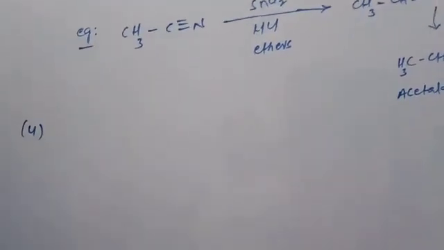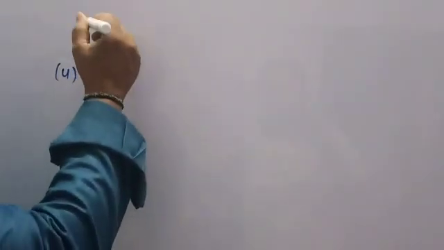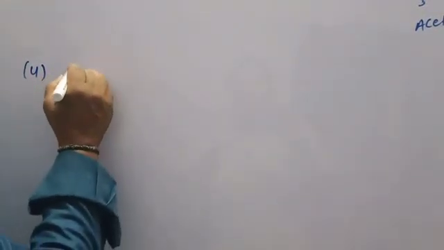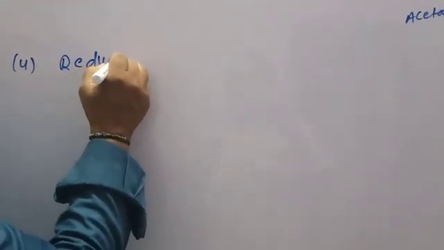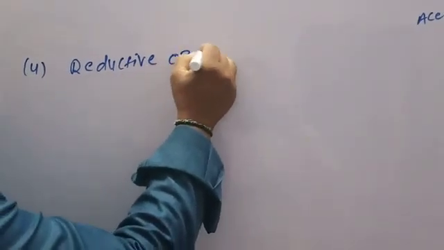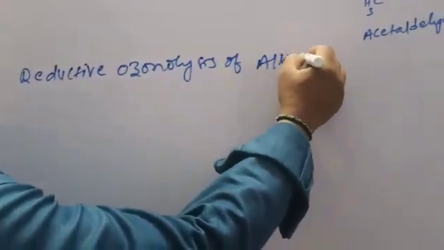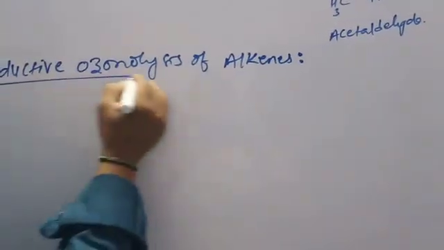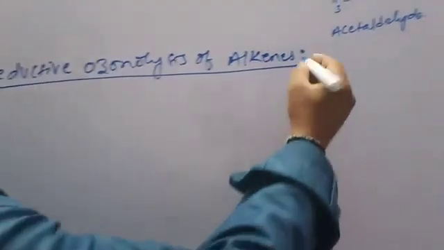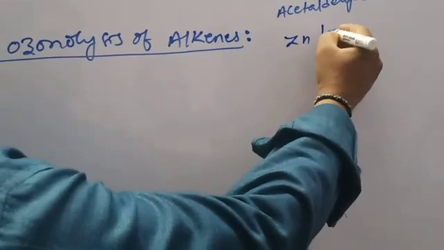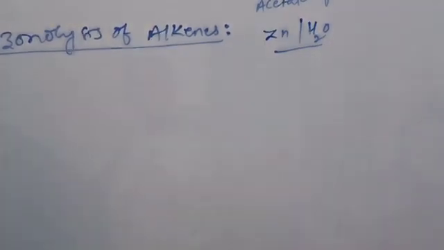Then the fourth preparation method is the ozonolysis process, that is, reductive ozonolysis of alkenes. Generally, the ozonolysis reaction takes place in the presence of zinc dust and H2O.